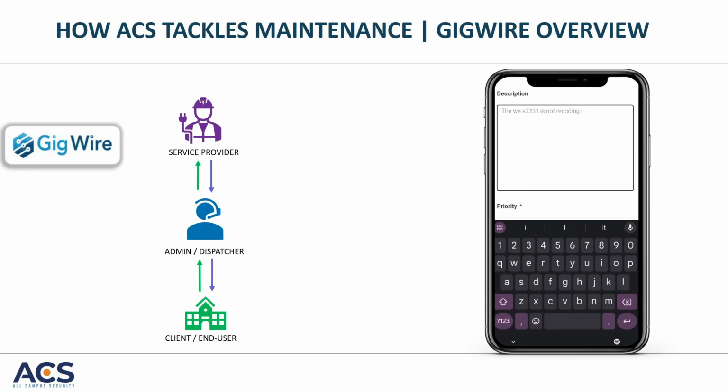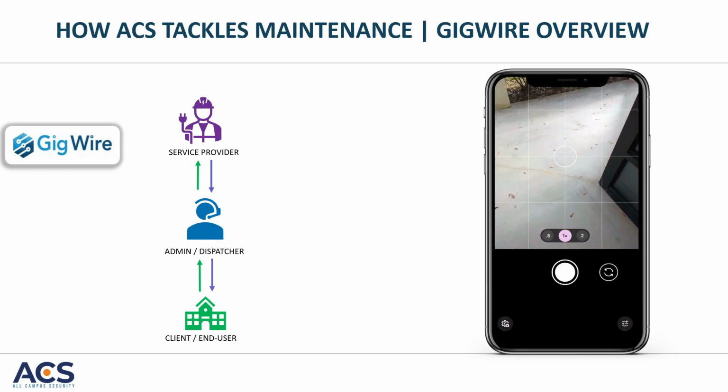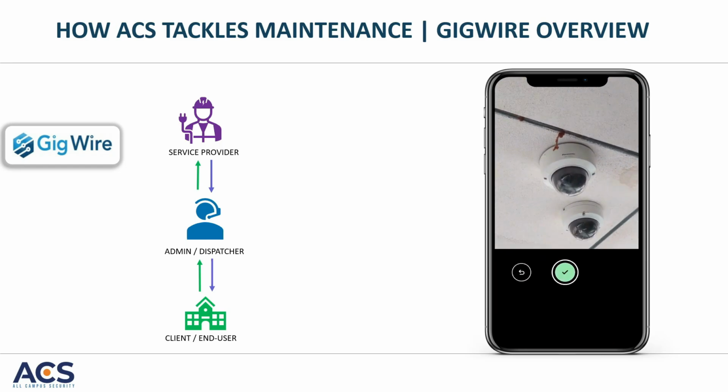And when it comes to adding images, you may actually prefer using GigWire on your mobile device, because as you can see, it can access your phone or tablet's cameras natively, making things that much more streamlined and efficient.